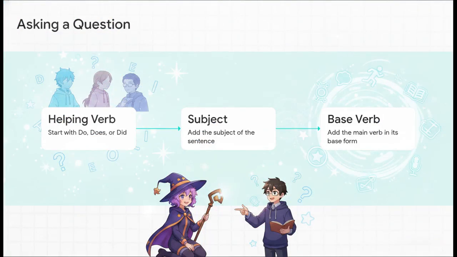Okay, this is absolutely crucial. When we want to ask a question in English, we need a helper. Here's your magic 3-step formula for doing this. Step 1. You start with your helping verb: do, does, or did. Step 2. You add your subject. And step 3, add your main verb, but, and this is key, keep it strictly in its base form.